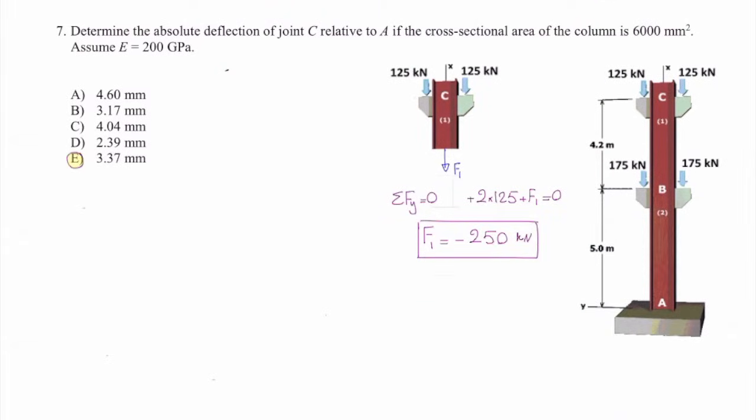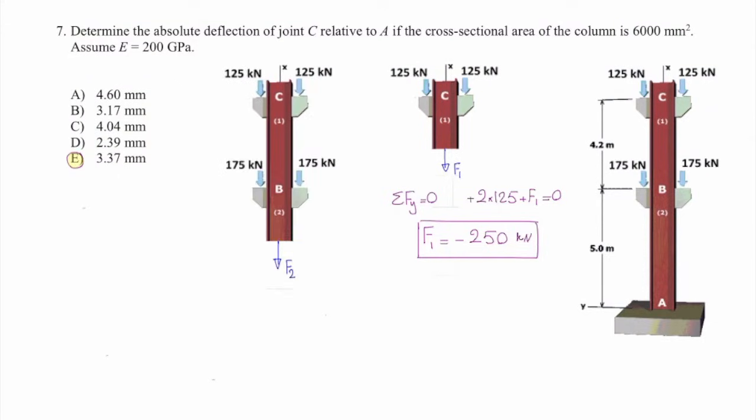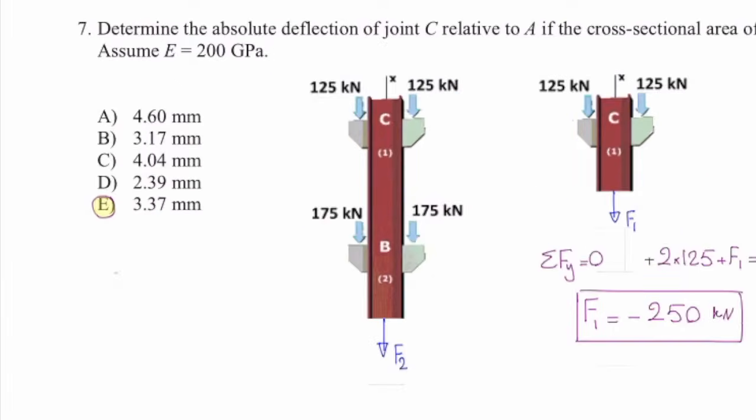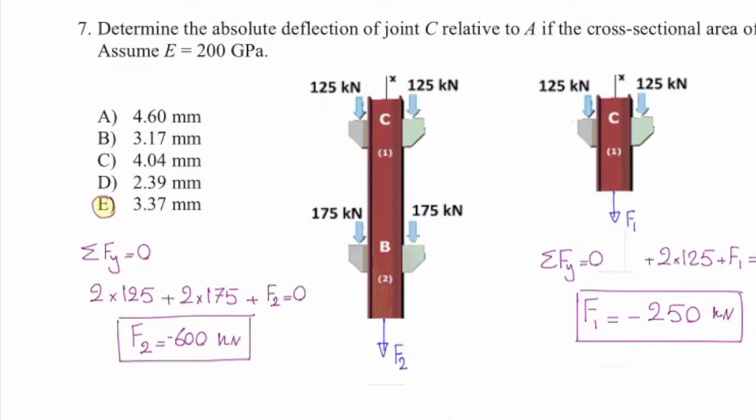Here, negative sign means that force is compressive force. Okay. Now let's do it for element number 2. How can I cut element number 2? I should cut that somewhere between A and B, and which part of the structure should I consider? Bottom part or top part? The top part, because the top part is free, and I'm considering the entire top part of that, like this. Okay? So sum of the forces in y direction should be 0. I will say 2 times 125 plus 2 times 175 plus F2 is 0. That gives me F2 equal to negative 600 kilonewton, and we are done with the forces.